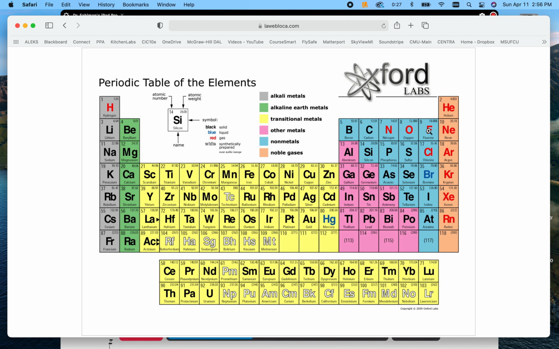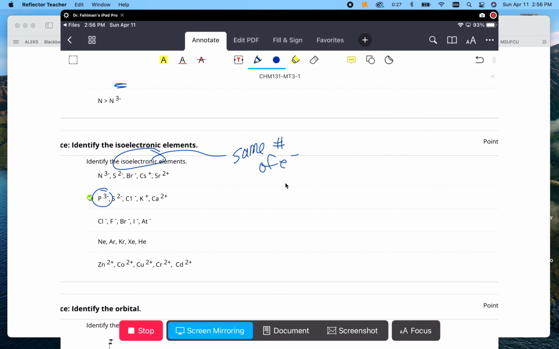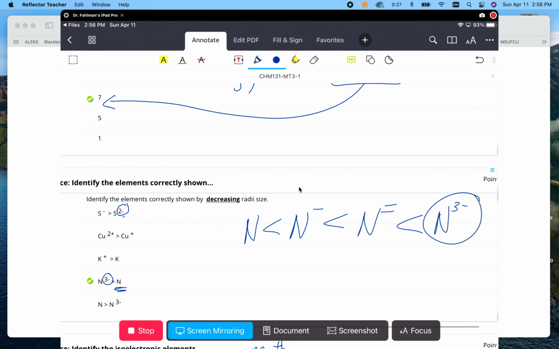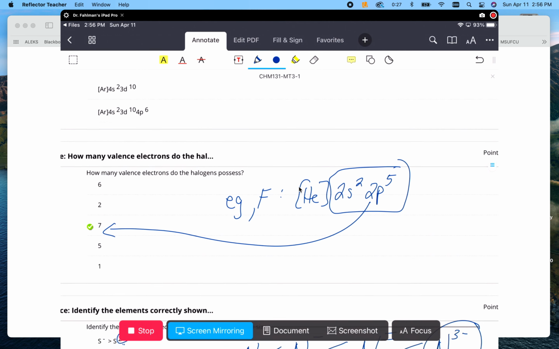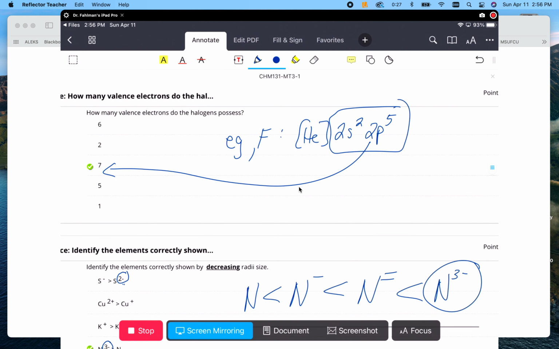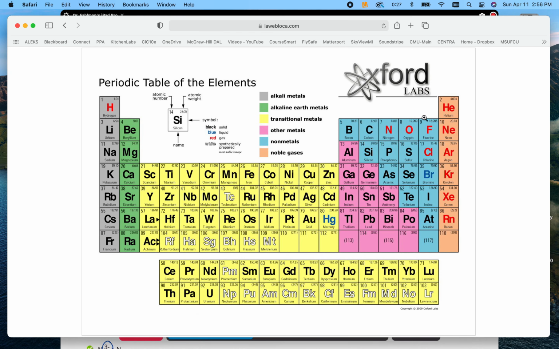Isoelectronic, we did examples in class. This means the same number of electrons as something. And so P3 minus, whoops, I haven't had it on the, oh, great. If I go back, I had it still in the periodic table. Where were we? Right here, I think, for this one. So valence electrons for halogens. So halogens are in group 17.